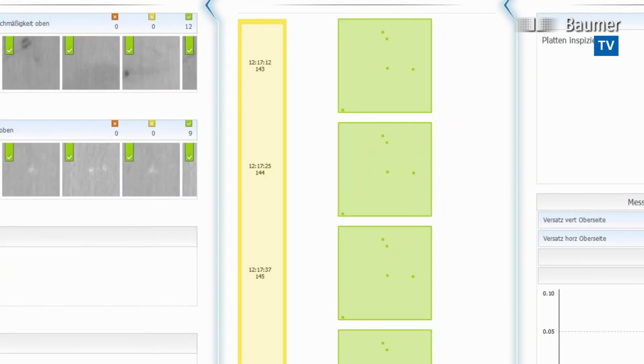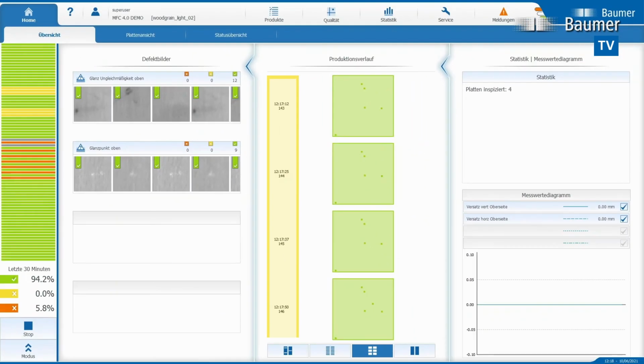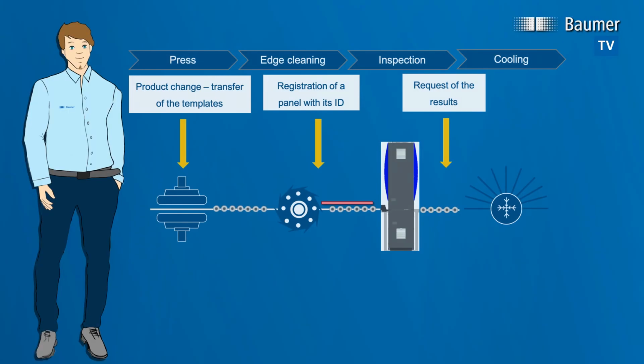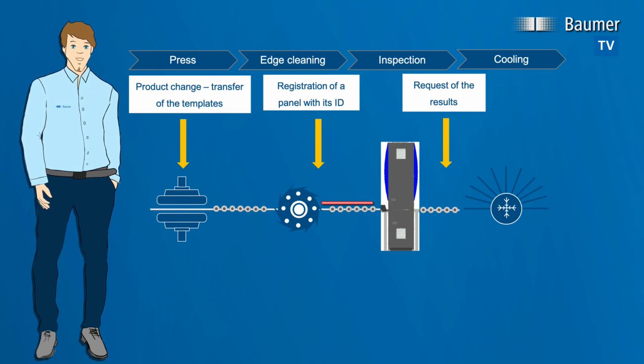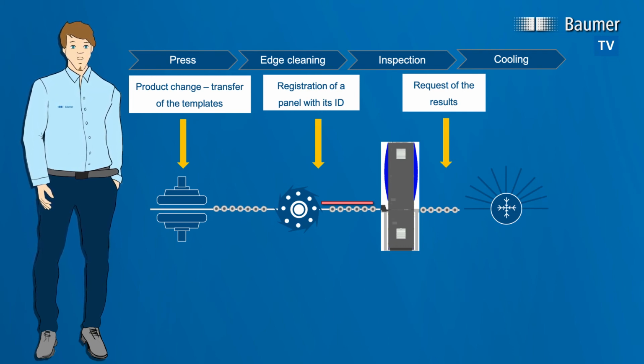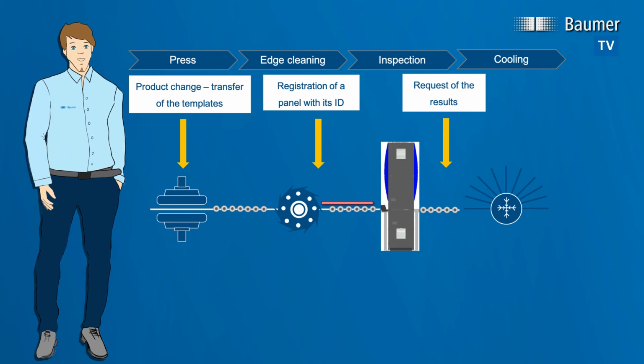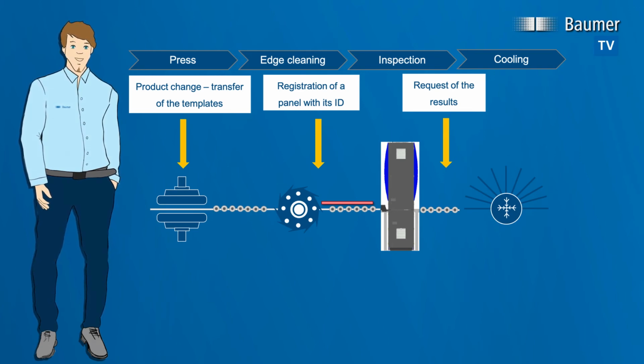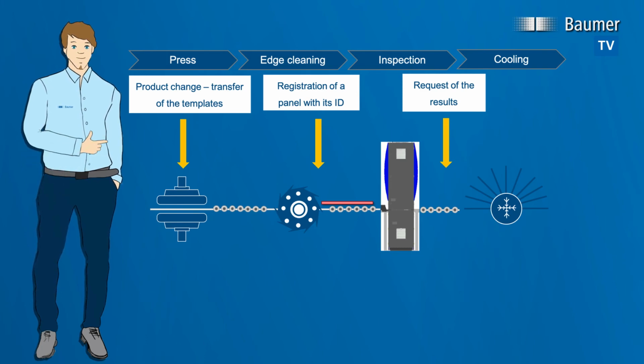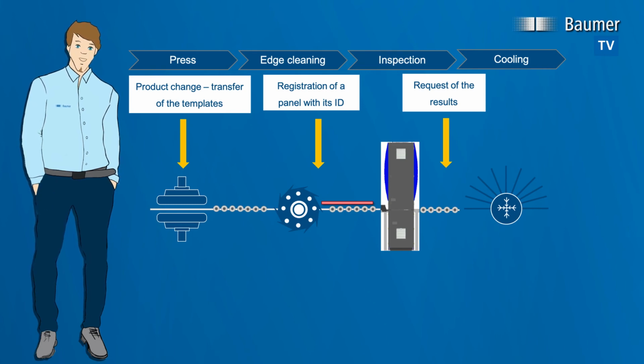To ensure that both sides are talking about the same panels, each panel has a unique identification number. When changing products, all templates are transferred for the inspection of the next item. During panel registration, the line control informs the inspection system of the unique identification number of the panel that is about to pass through the inspection line. After the inspection, the line control requests the result for the previously registered board.